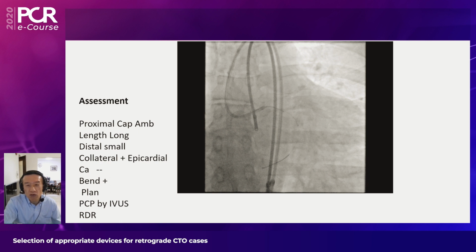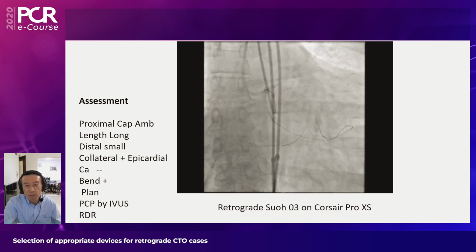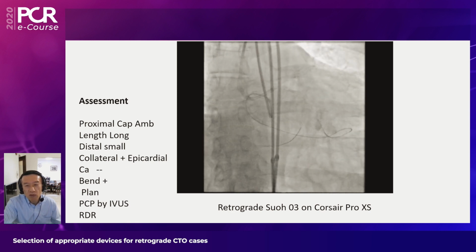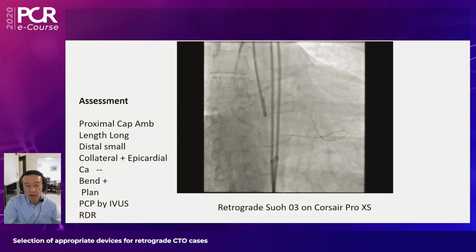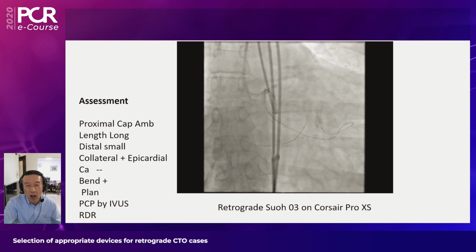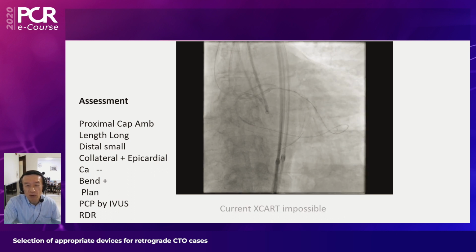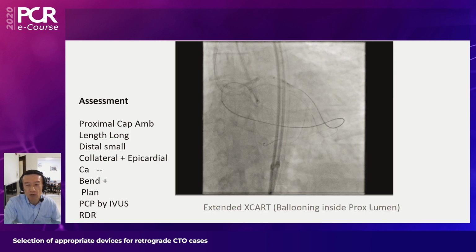So in this case, we tried to navigate the IVUS first, and we could find the proximal cap, but with the pendulum motion of the circumflex, especially the middle one, antegrade wiring was almost impossible. So we explored the retrograde SUOH-03 on the Corsair Pro XS first, and then we could get very close. Again, antegrade puncture impossible. That means probably the conventional reverse CART impossible.